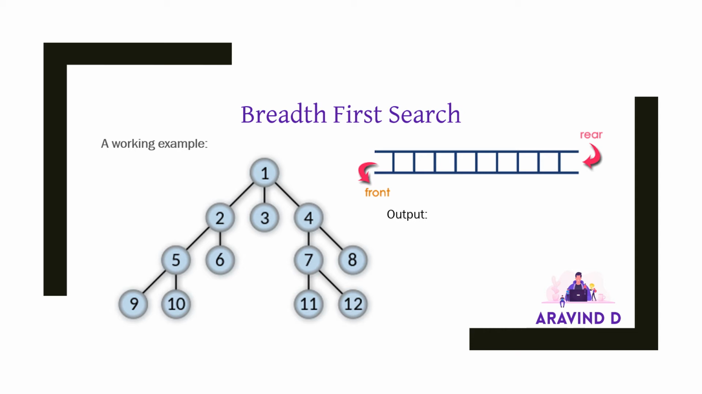So we can look at a working example now. Let us consider the graph with 1 as root, and this is going to be the queue that we are going to use. So first we have to enqueue the root inside our queue. So we are going to enqueue 1. Now we are going to mark the root node as visited. And we are going to have a variable v.